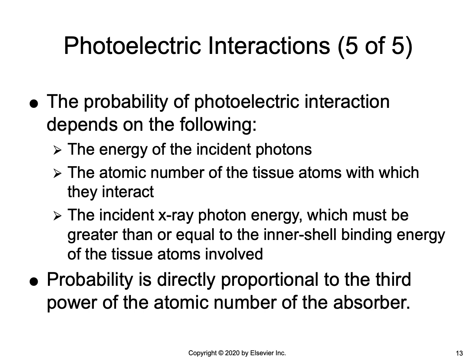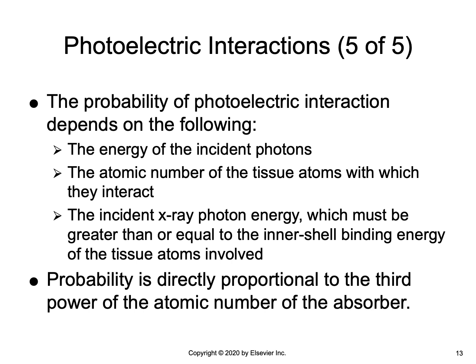The probability of photoelectric interaction depends on the energy of the incident photons and the atomic number of the tissue atoms with which they interact. For PE interactions to occur, the incident X-ray photon energy must be greater than or equal to the inner shell binding energy of the tissue atoms. The greatest number of PE interactions occurs when the incident X-ray photon energy is equal to or slightly greater than the inner shell binding energy of the tissue atom.